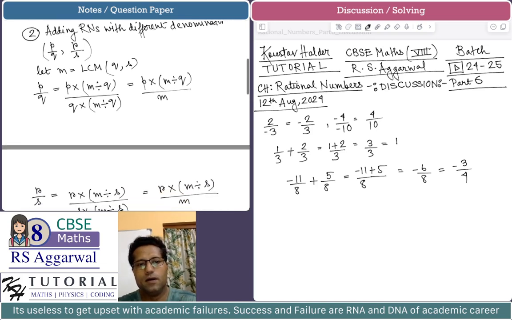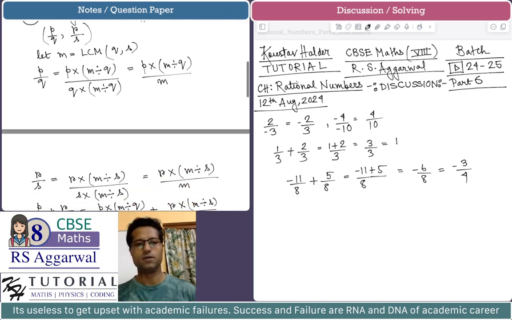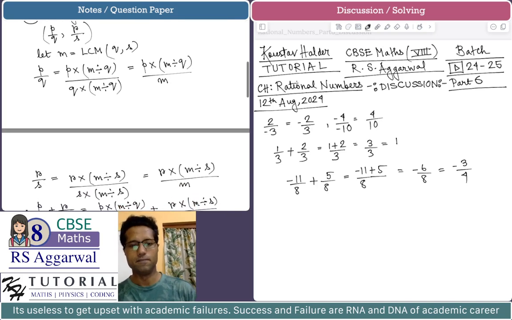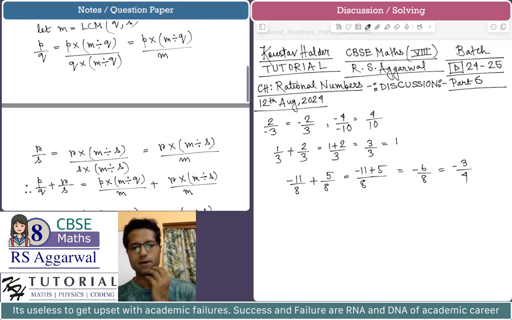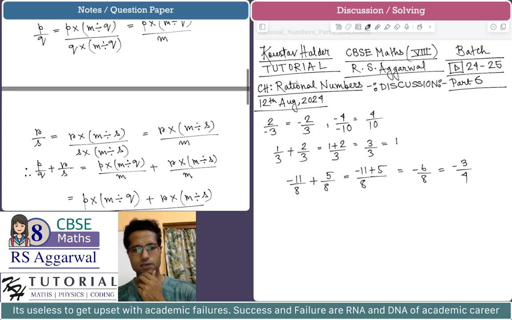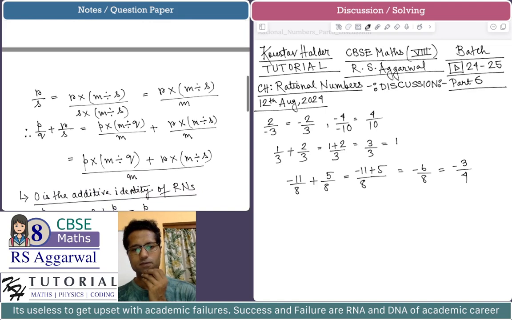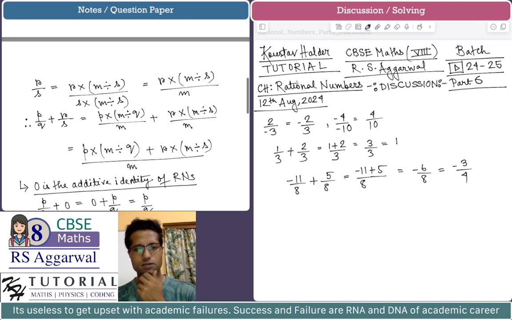Similarly, you will convert the rational number R by S to its equivalent form, so that the denominator is M. So you multiply both the numerator and the denominator by M divided by S. It becomes R into M divided by S, over M. And then when you add P by Q plus R by S, it becomes P multiplied by M divided by Q over M, plus R multiplied by M divided by S over M. Now since both have the same denominator M, in the result the denominator remains the same. We just add up the numerators, which are P multiplied by M divided by Q and R multiplied by M divided by S.